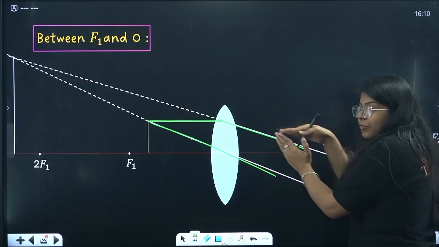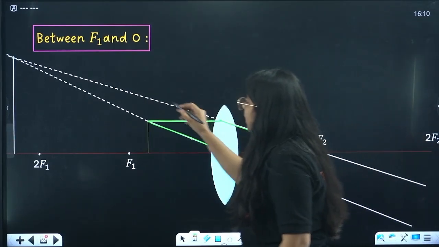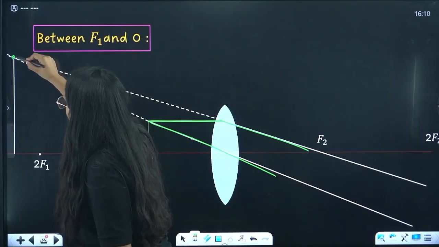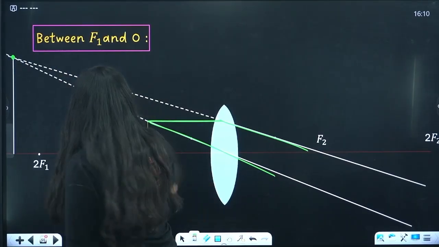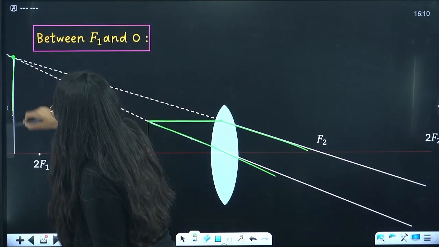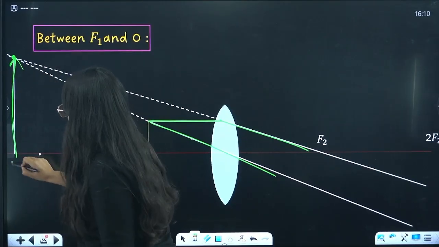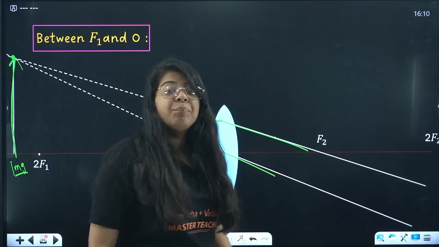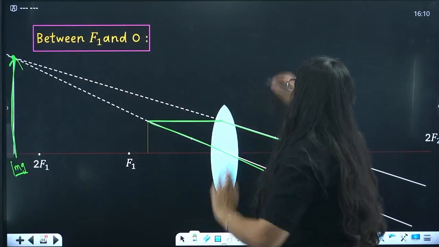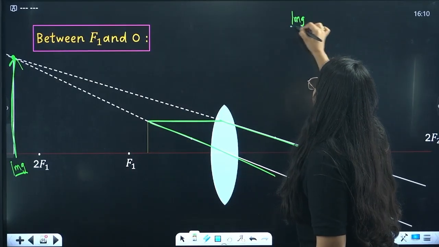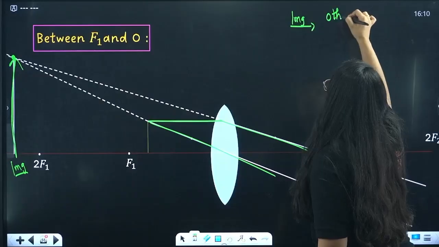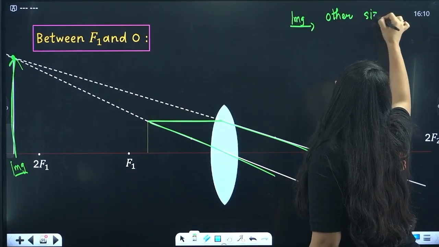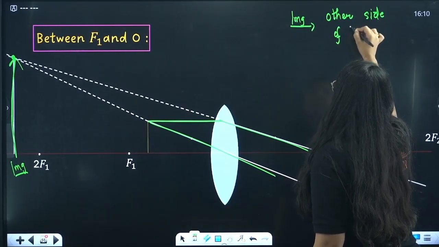It will look like they're coming from a point, right? So we extend them backwards, and this is the point they are coming from. This beta is your image. So your image is behind the lens, or you can simply write the image is on the other side of lens.